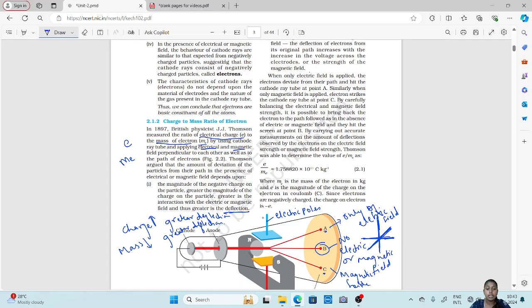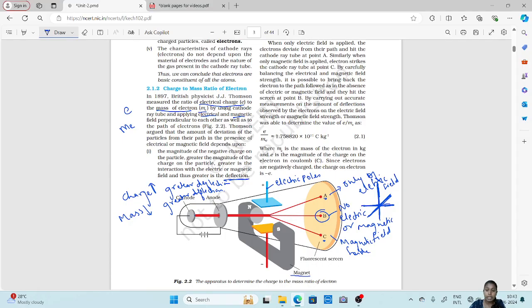Now, what are these three points? When an electron passes in its original position without any electric or magnetic field, it will go and strike point B, its original point. But when you apply an electric field, the particles moving in this straight line will deviate to point A. And when a magnetic field is applied, it will deviate to point C. So this is what Thomson observed during the experiment.